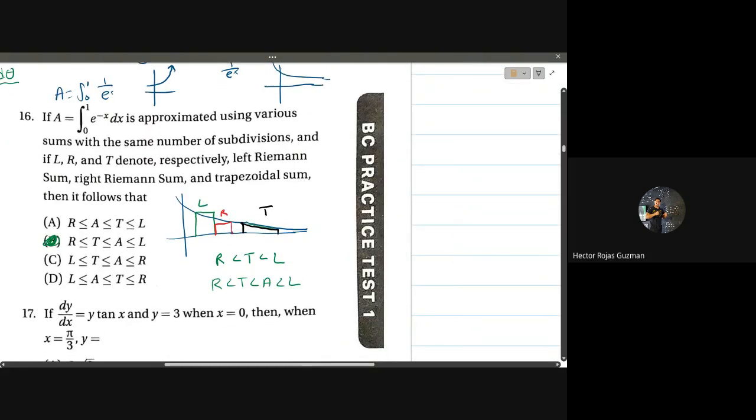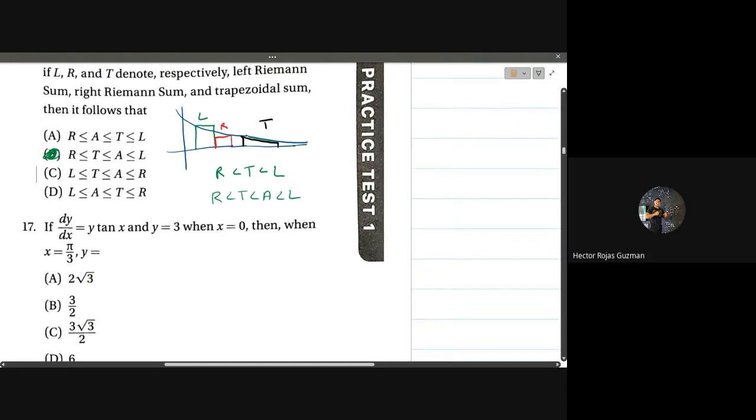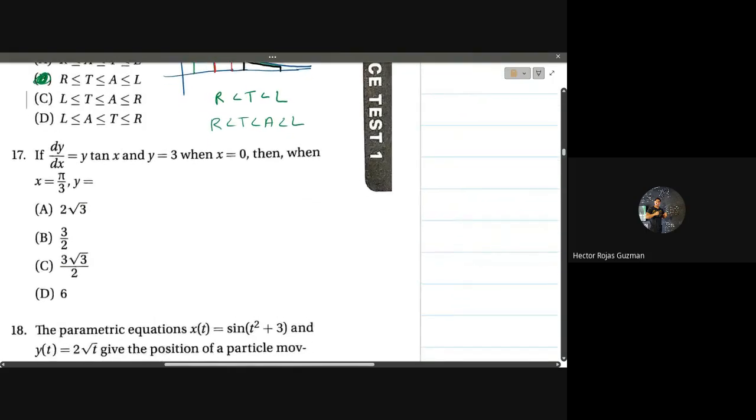This is not always true. Test your theories with the graph, right? Or know your rules about how Riemann sums behave with increasing, decreasing functions, concave up, concave down. So, yep.